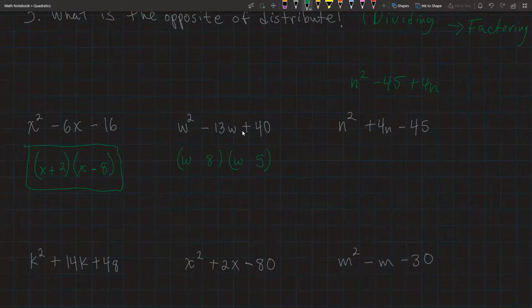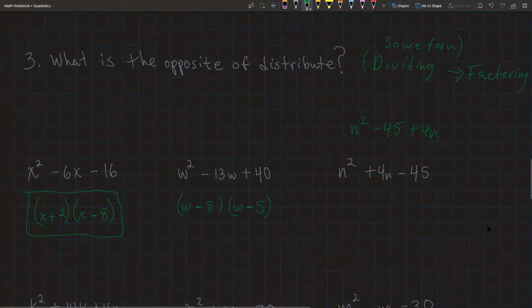Can 8 and 5 multiply to a 40 and combine to a negative 13? Yes, only if they're both negative. And you check it, negative 8 minus 5 is negative 13. And then negative 8 times negative 5 is positive 40. So there it is. That's the factored form. Or the undistributed form, if you like to think of it that way. I'll box it to indicate that is it, but there's no need to do that.